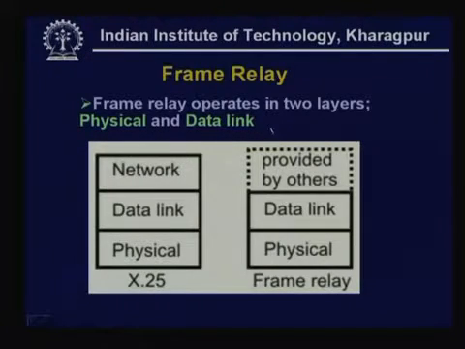The frame relay operates in 2 layers compared to 3 layers used in X.25. So, you can see here this is the frame relay. It has got 2 layers, physical and data link, and the upper layers are provided by others, maybe by IP protocol, which we shall discuss later. On the other hand, the X.25 also supports the network layer. It has got 3 layers, as we have already discussed. So, with the help of these 2 layers, the communication is performed.